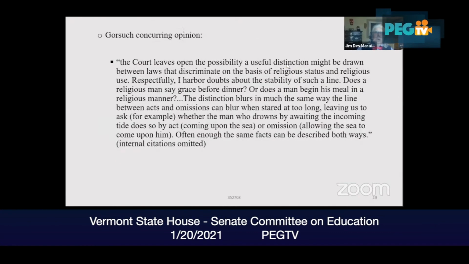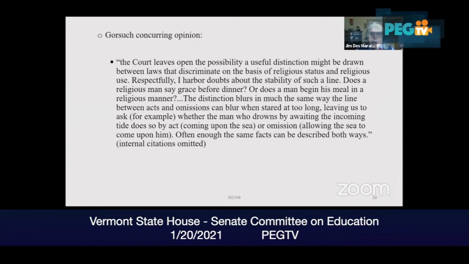And a very interesting concurring opinion by Gorsuch, I just wanted to read this with you. It said, the court leaves open the possibility a useful distinction might be drawn between laws that discriminate on the basis of religious status and religious use. Respectfully, I harbor doubts about the ability to draw such a line. Does a religious man say grace before dinner, or does a man begin his meal in a religious manner?